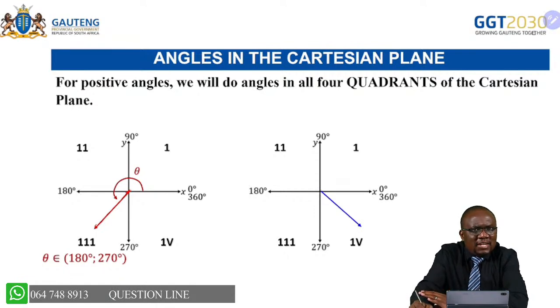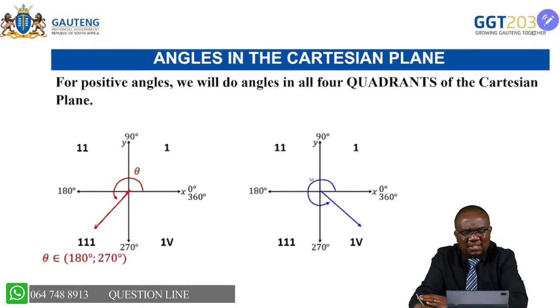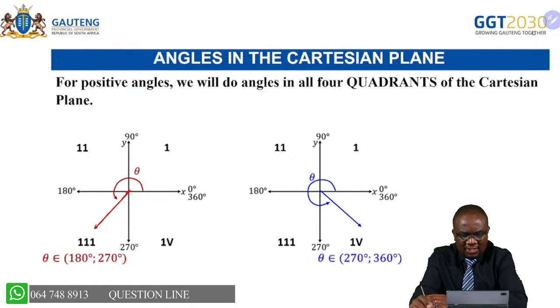Let's do our last quadrant, right? Quadrant 4, which angles are these ones? These are angles between 270 and 360 degrees. You're talking about 300 degrees, 320 degrees, 290 degrees. These are the angles between 270 degrees and 360 degrees. You see that? So they are in quadrant what? In quadrant 4. Angles between 270 degrees and 360 degrees.